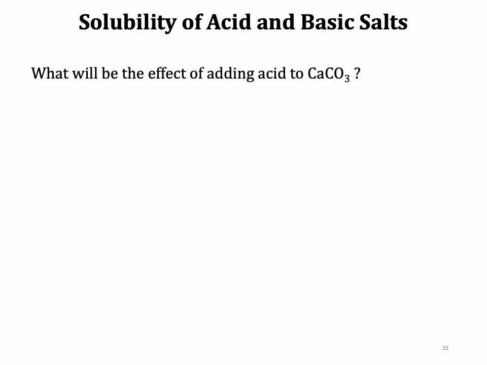The next concept is, what is the effect of adding acid or base on the solubility of some of the salts? For example, what will be the effect of adding acid to calcium carbonate? Is it going to decrease the solubility, increase the solubility? For this, again, we go to common ion effect. Calcium carbonate will dissociate to give us calcium ion and carbonate ion.